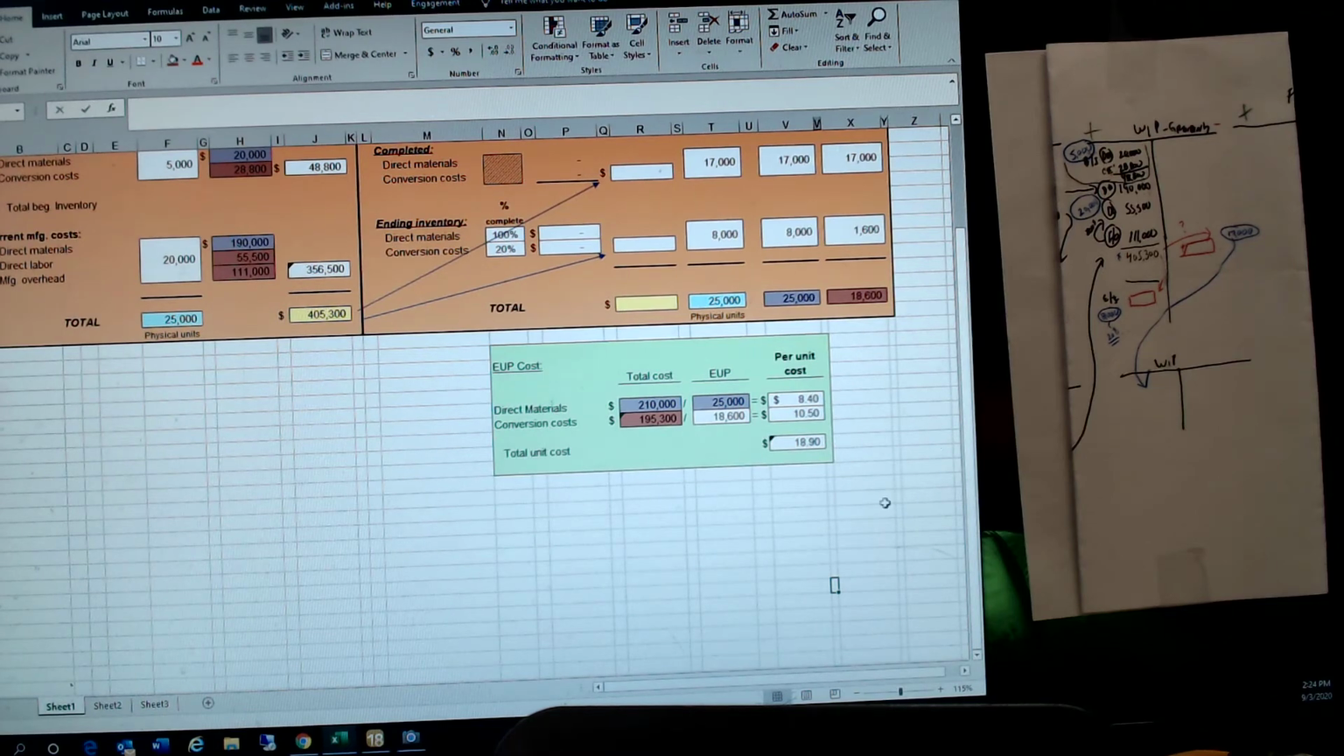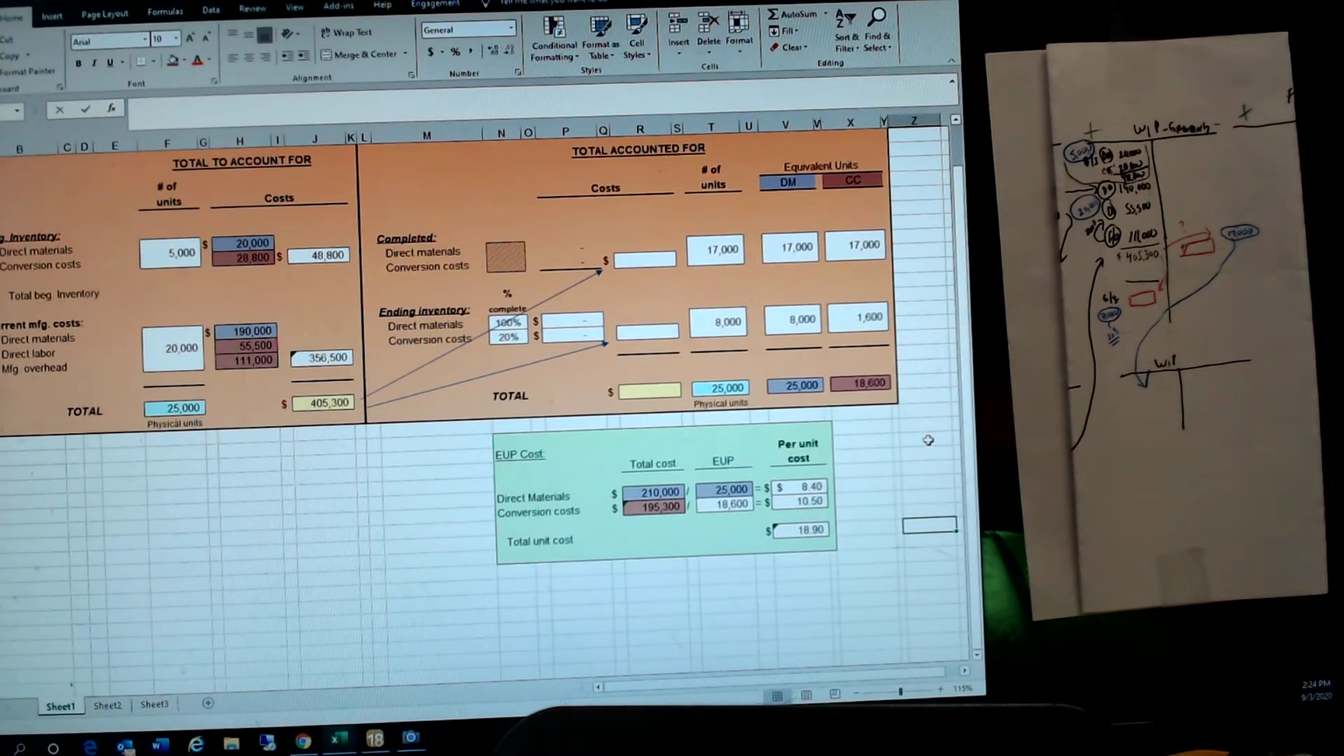We are in the home stretch now. Step 4 says what? Well, let's use these unit costs to figure out how much the 17,000 units that are done cost and the 8,000 units that are still here. I'm trying to allocate this 405,300 to those two. Well, this is the easy one. We have 17,000 fully completed units, and one fully completed unit cost $18.90. 17,000 times $18.90. They should cost $321,300.